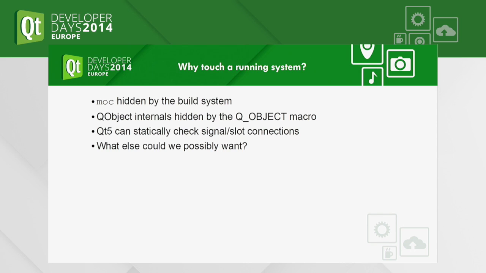One of the major issues with the string-based connects has been addressed in Qt 5. So we now also have compile-time checked signal-slot connections. What else could we possibly want, that motivates us to do this ourselves instead of letting moc do it?